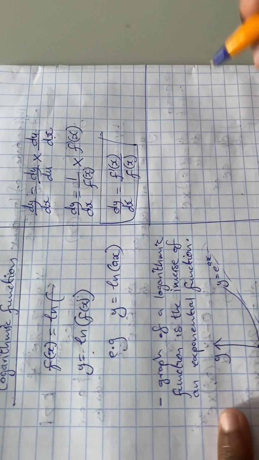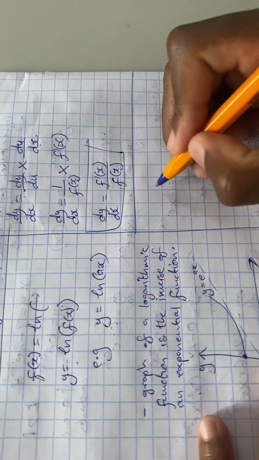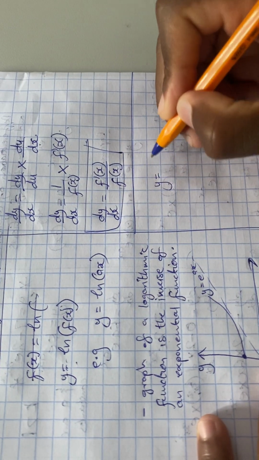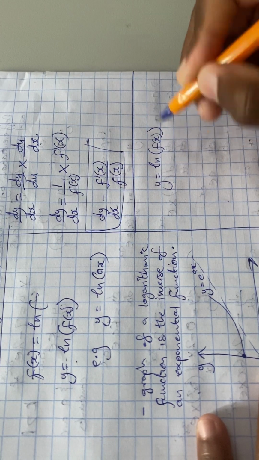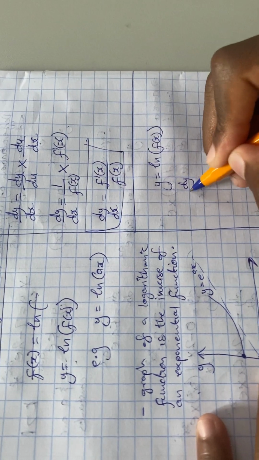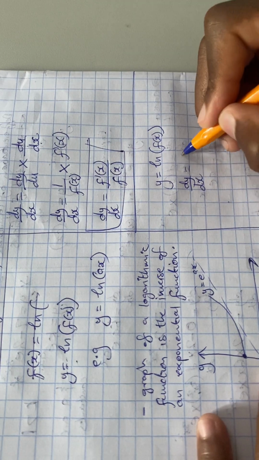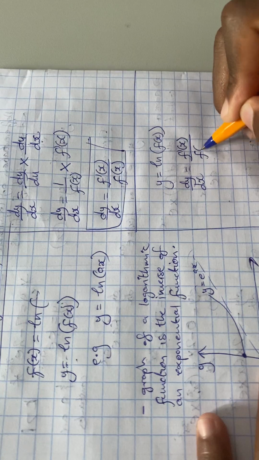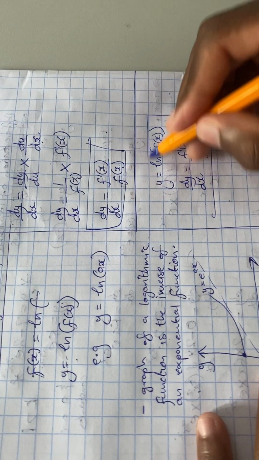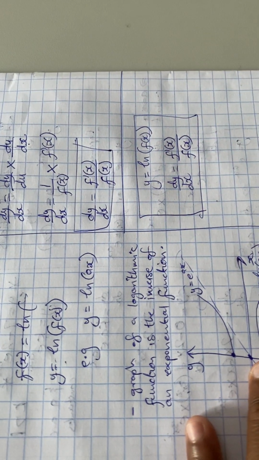So let me just write the general formula. If we are given y equals ln f of x, then dy/dx is going to be f dash x all over f of x. So this is what you have to know. You won't be given this.